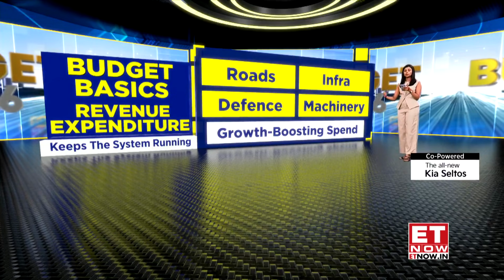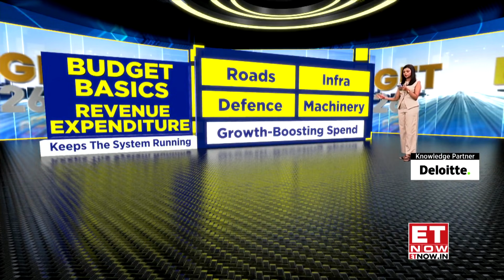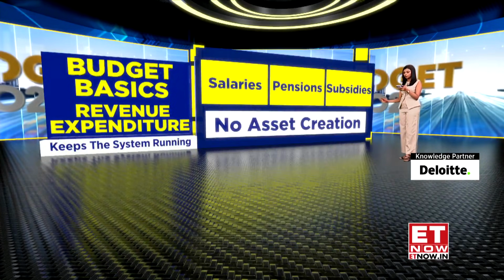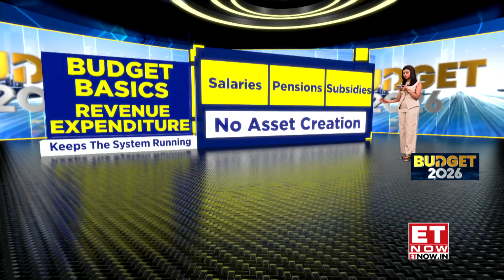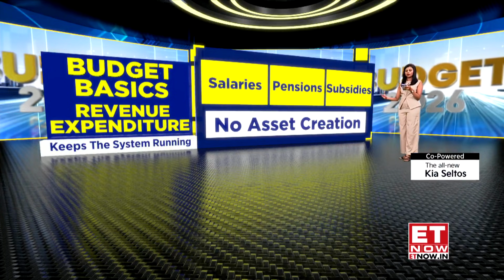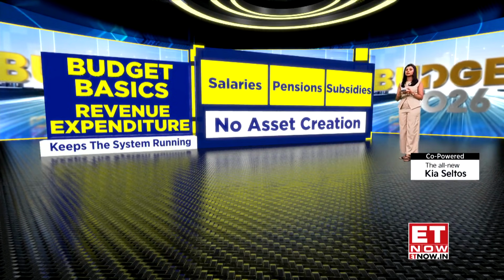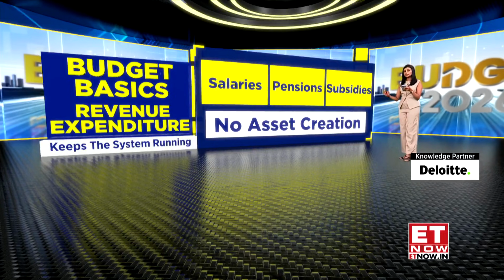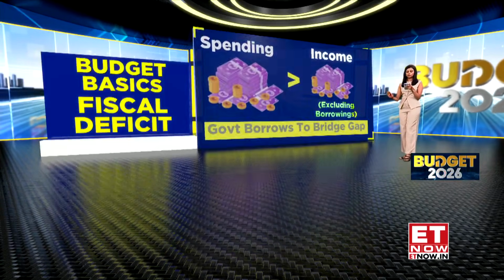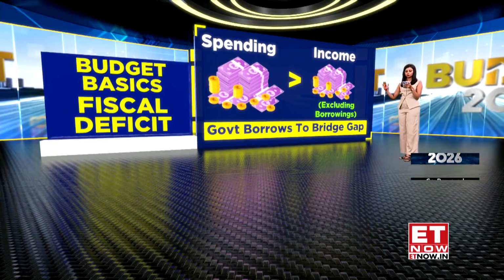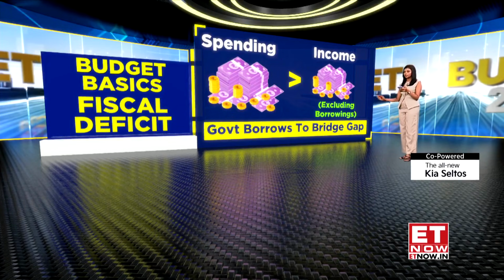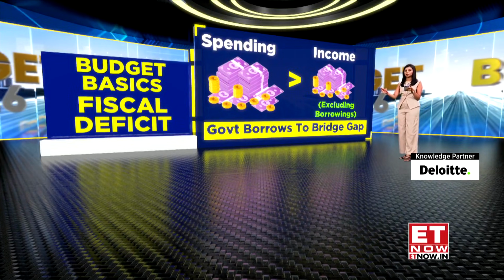On the flip side, revenue expenditure is money spent on the day-to-day activities of the government, daily operations, essential public services and administration, like salaries and pensions for government employees and subsidies provided. So that's an example of that. Fiscal deficit, on the other side, is when a government's total spending exceeds its total revenue, excluding borrowings, in the financial year. It means the government is working in a deficit.